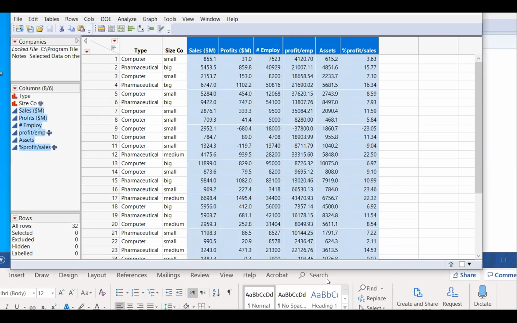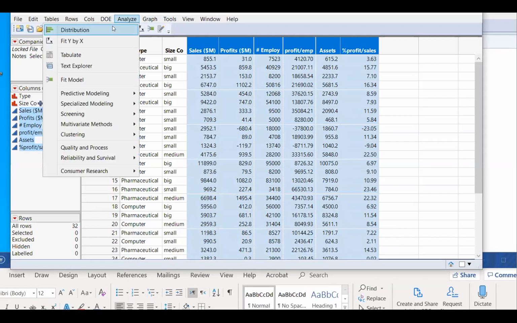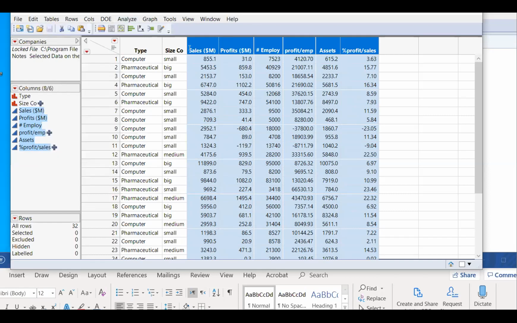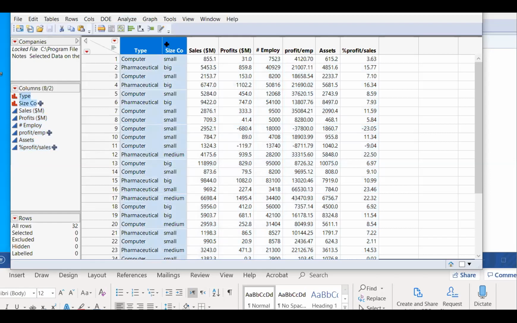So you're going to go to Analyze. For the regression model, I will go to Fit Model. So how about categorical variables? The first two are qualitative or categorical.